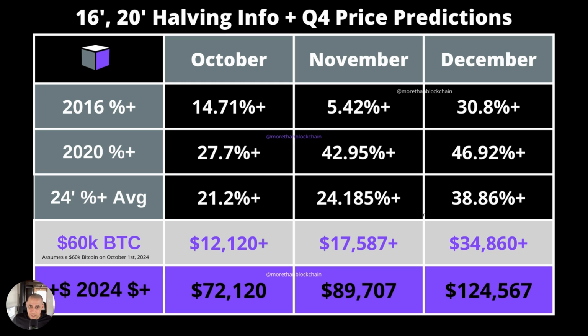I take that $89,707 from the end of November, all hypothetical, and I multiply that by the percent of 38.86. I'm left with an increase of $34,860. When I add that onto the $89,000, I am left in December with a Bitcoin price of $124,567. Now, if you're watching this, this is extremely bullish.